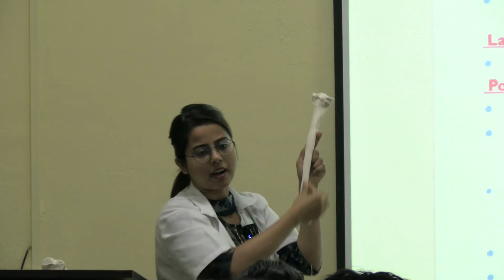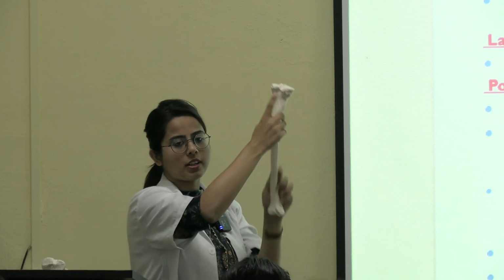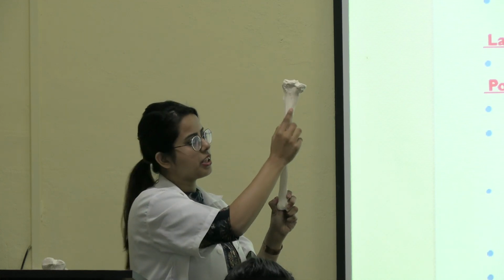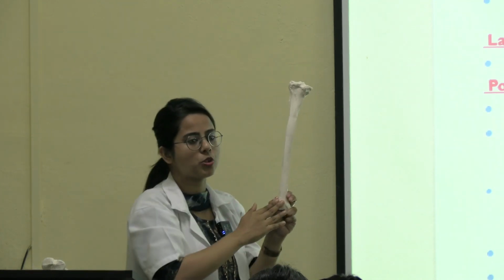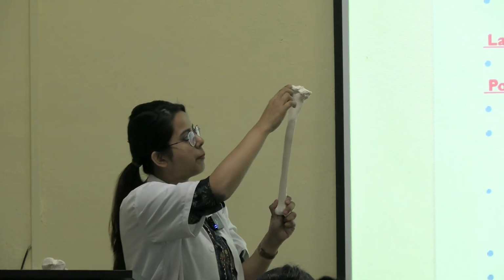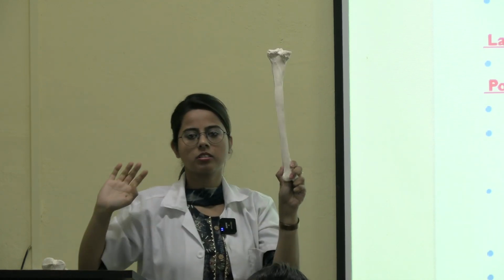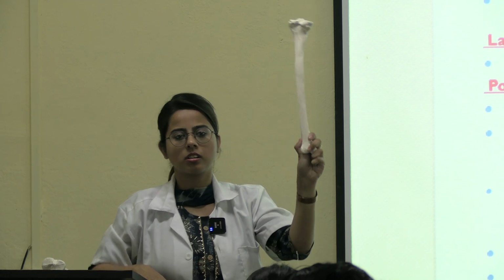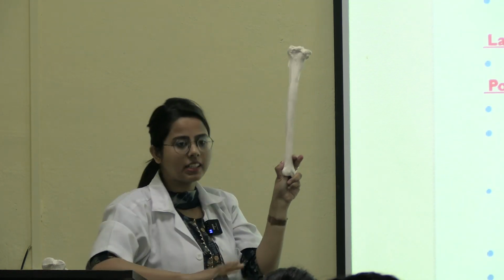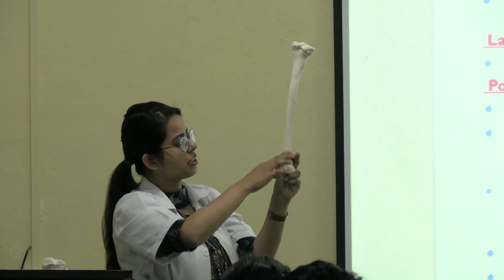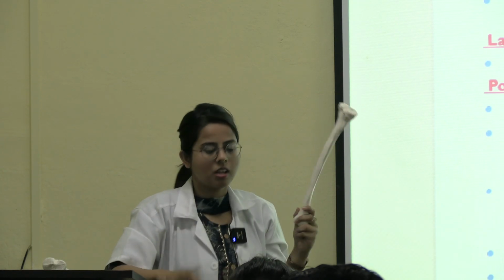Okay, so posterior surface, first of all in the upper 1/3 part there will be one ridge which is known as soleal line. It will divide the posterior surface into two parts. Upper triangular part, you can see now this triangle. Everyone? Last bench, can you see? Okay, and this lower part. And this lower part will be again divided by one faint ridge into lateral part and medial part. Clear? Okay.